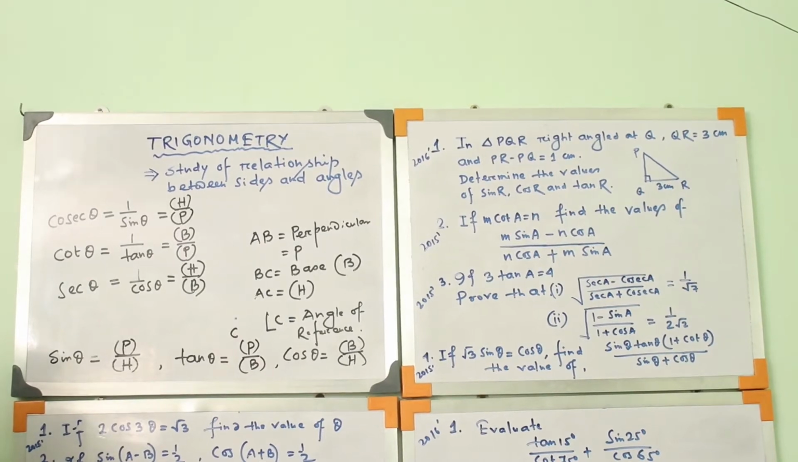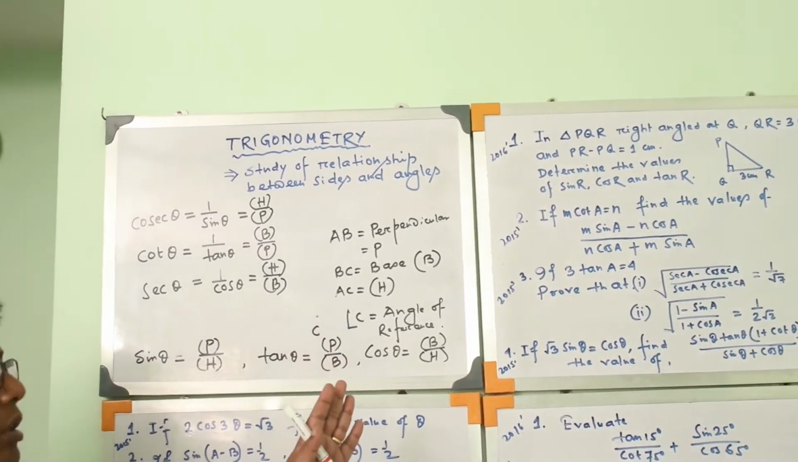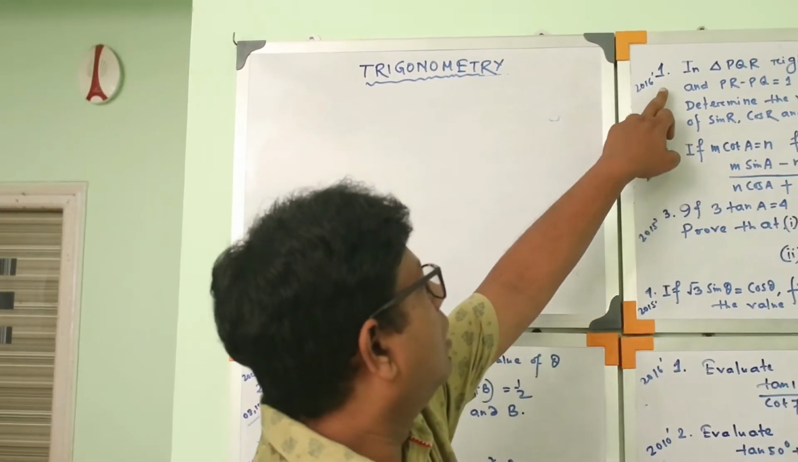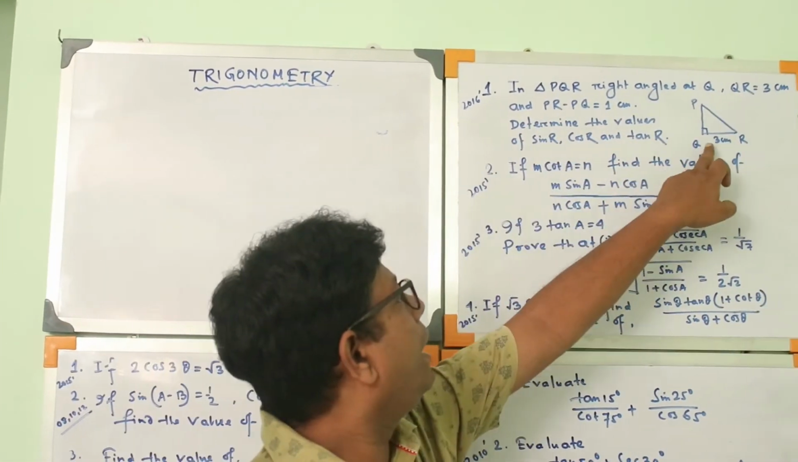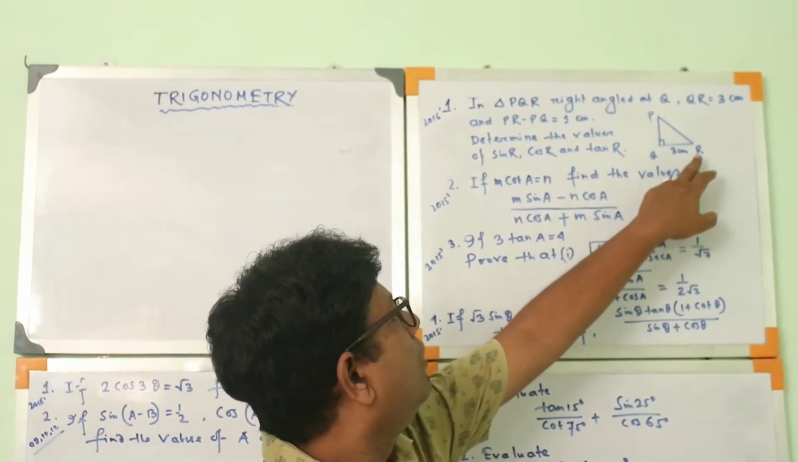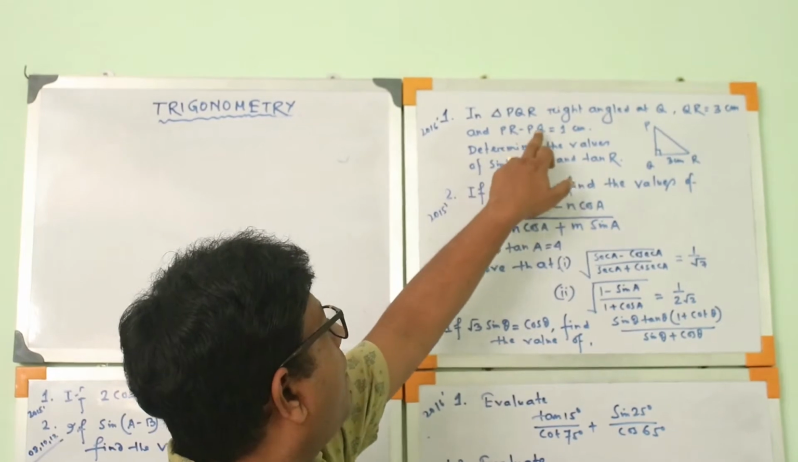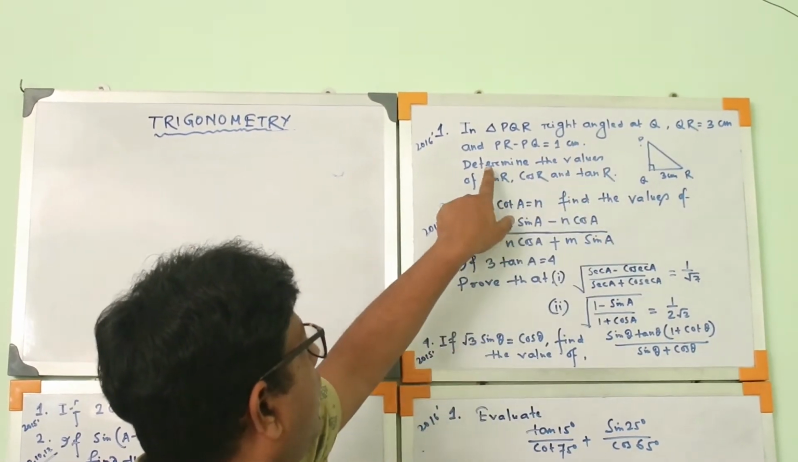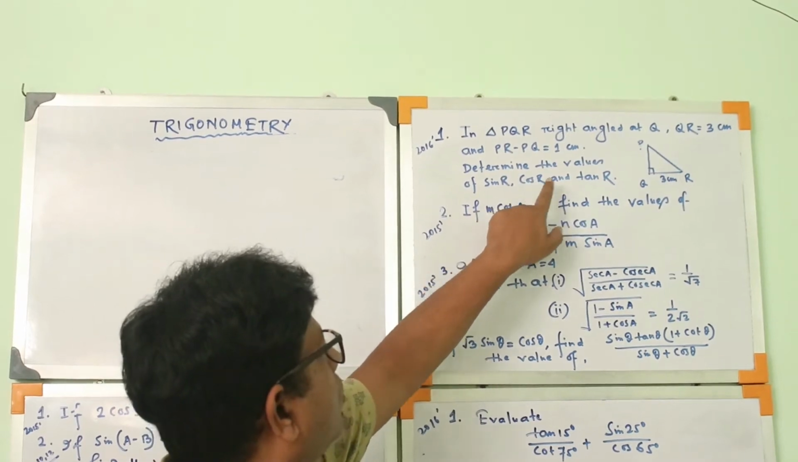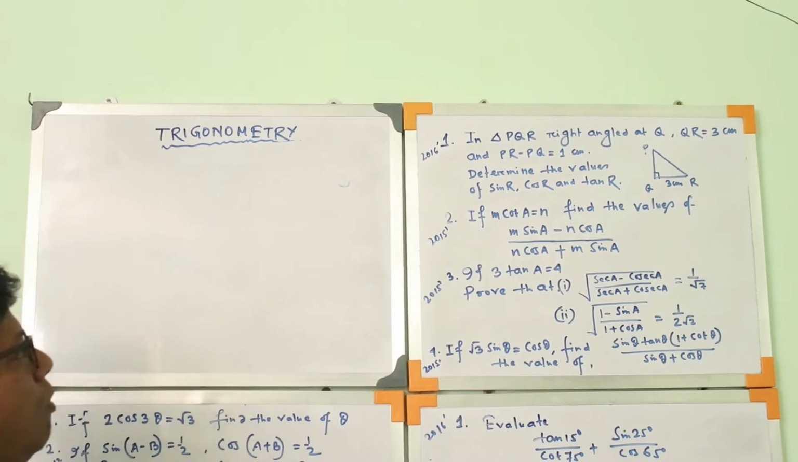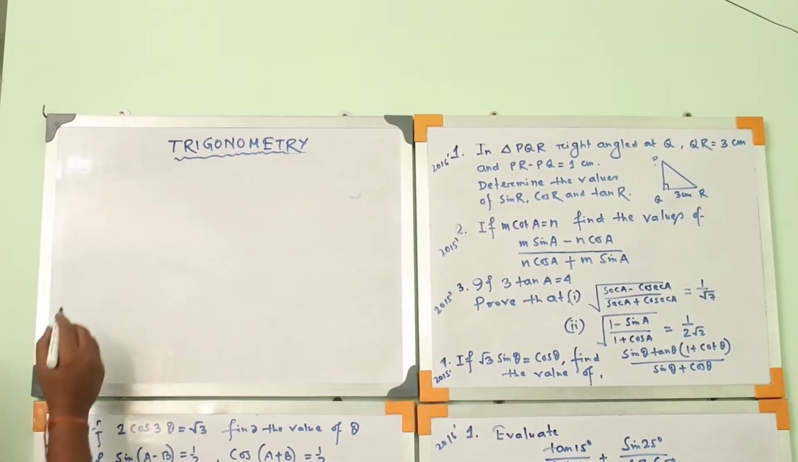Now I will solve different CBSE questions for the syllabus of trigonometric ratios. Question number 1. In the right triangle PQR, right angled at Q, QR is given 3 cm. PR minus PQ is 1 cm. Determine the values of sin R, cos R and tan R. CBSE 2016. Now I want to solve this one.